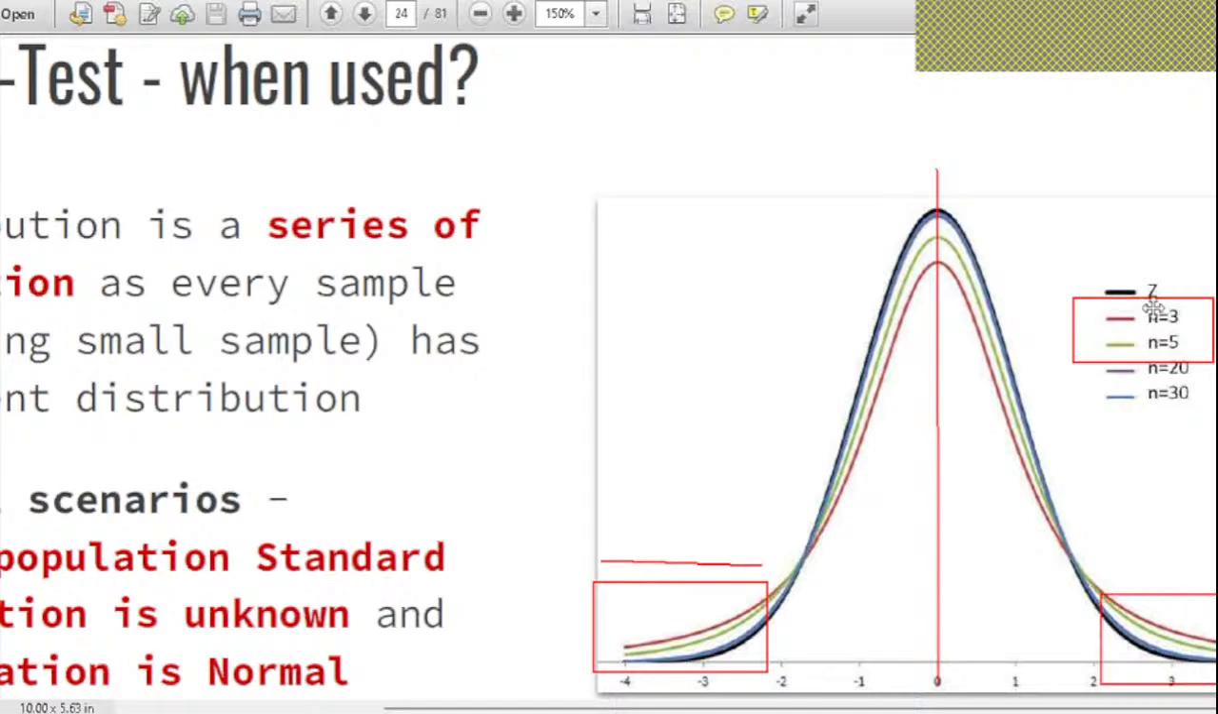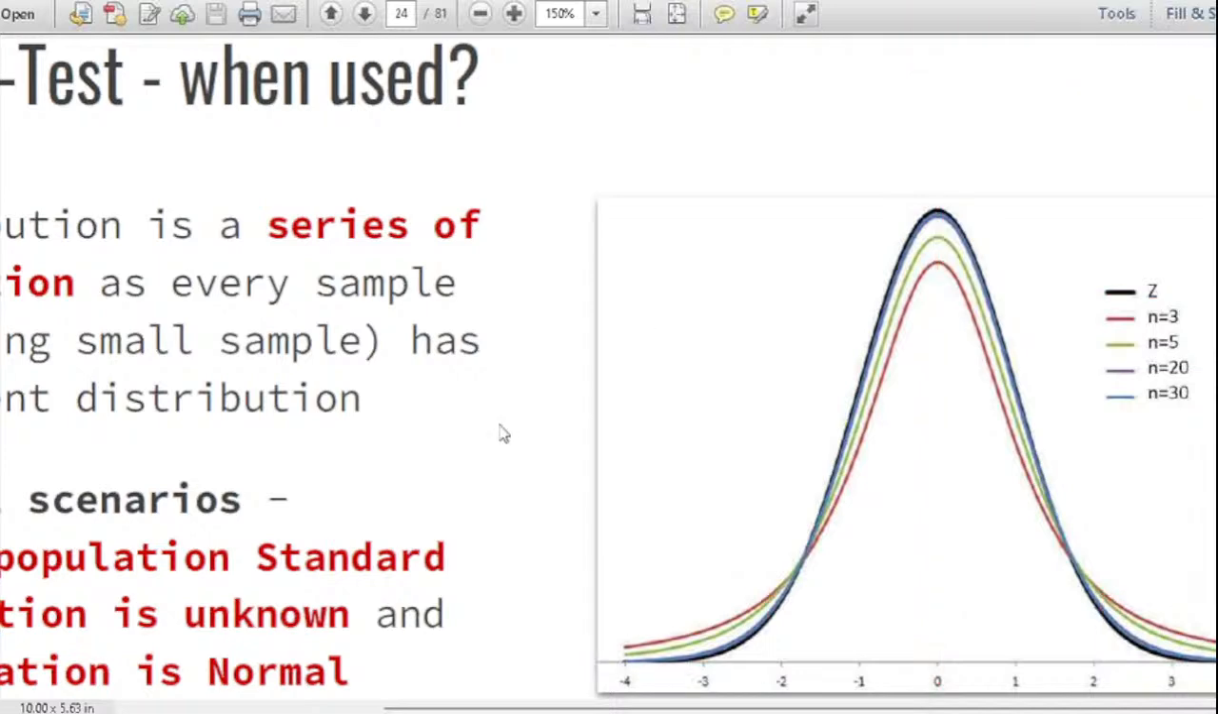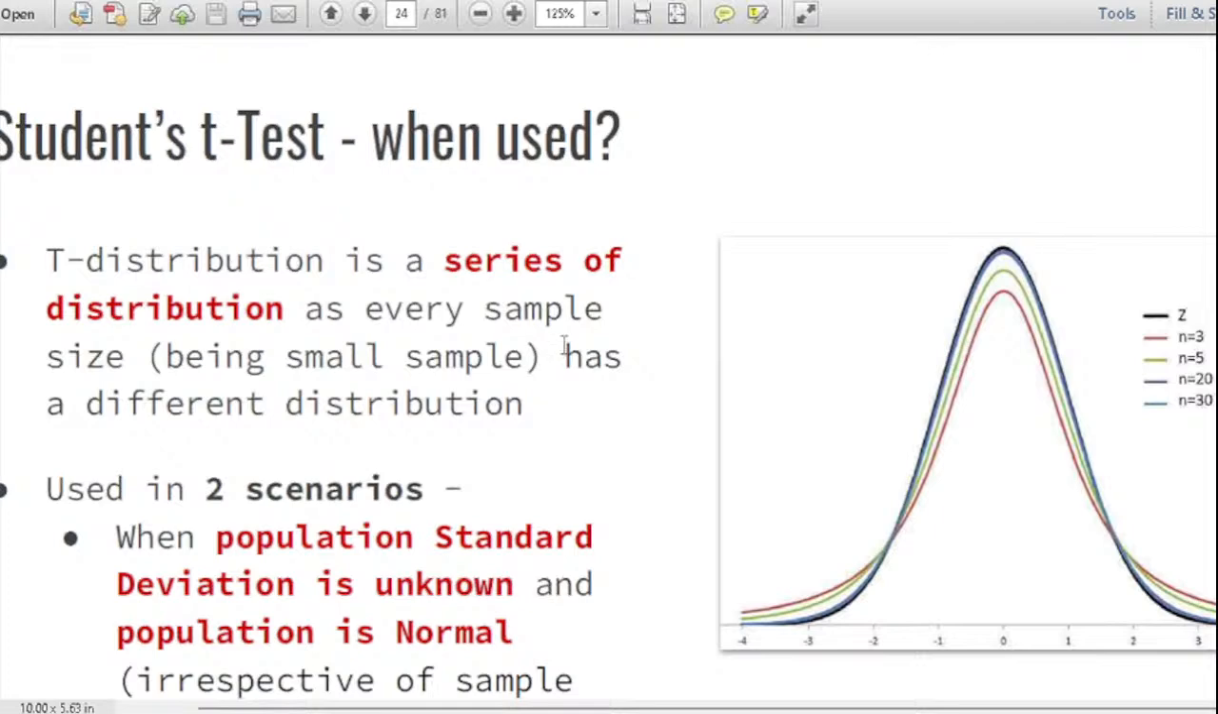When you have a smaller n, your tails get thicker because the extreme values, or the values away from the mean, have greater probability of occurrence. And with every n changing, 5, 4, 3, there is a significant change in the curve. That is why we call it a series of distributions. Okay, is that clear?